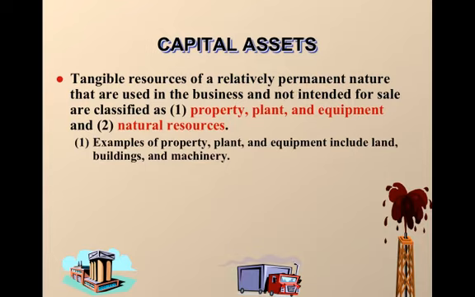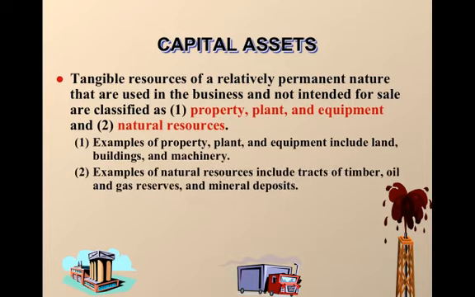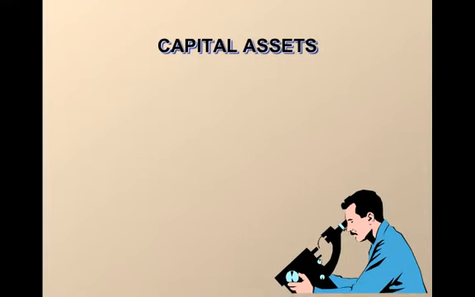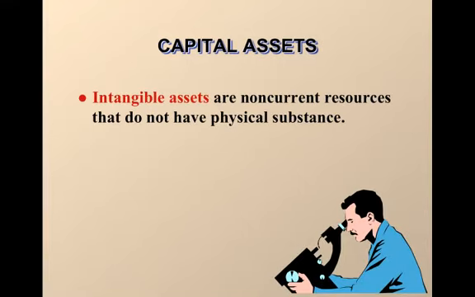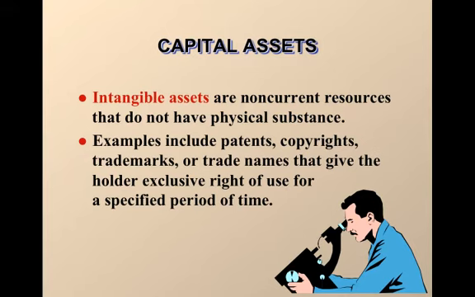Now, property, plant, and equipment include land, buildings, and machinery, and natural resources include things like tracts of timber, that's forests, oil and gas reserves, mineral deposits. We're talking about mining companies would use natural resources. And then, of course, there are intangible assets, and we'll spend a little bit of time in Chapter 10 talking about these. They're non-current resources that do not have physical substance. You can't touch them. They're not tangible. Here we have examples: patents, copyrights, trademarks, trade names.